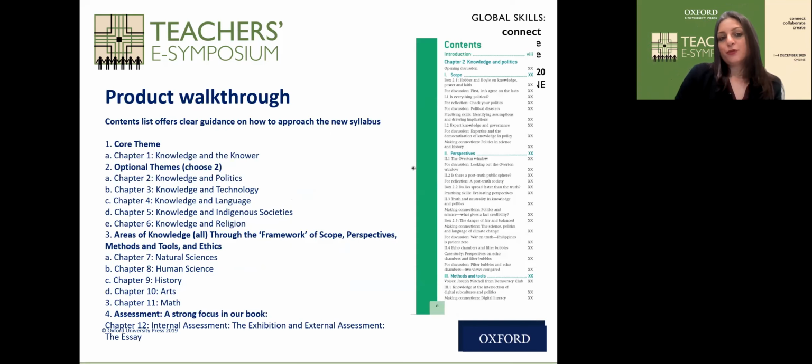So chapter 1 would be, for example, knowledge and knower, and then we've got the second chapter, the 3rd chapter, the 4th. So the next 5 chapters are based on the optional themes, and then further down, chapters 7 to 11 would have the areas of knowledge and the broad framework that students will be studying. There is also focus on assessment, so that students get to know exactly how to approach their essay and how to approach the exhibition. That is chapter 12 of this book.